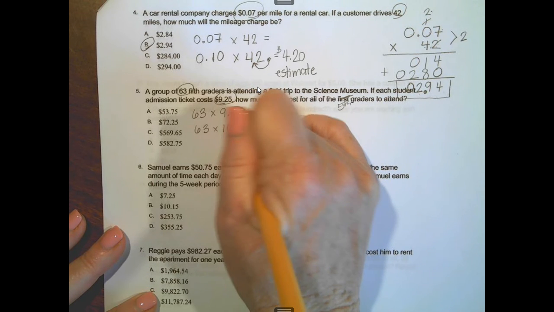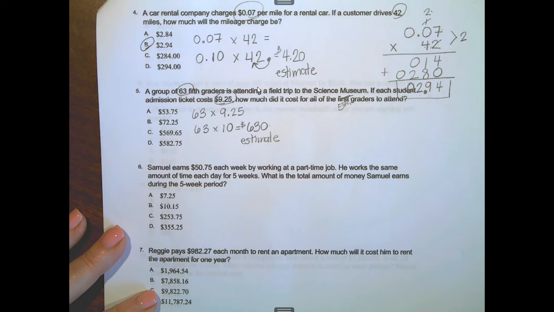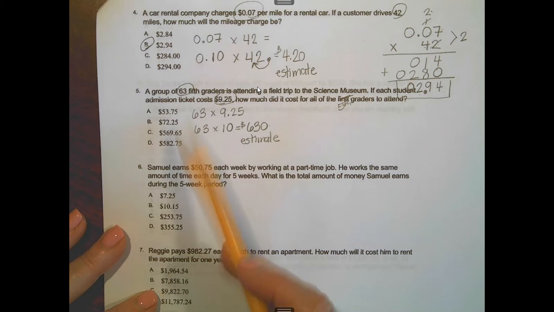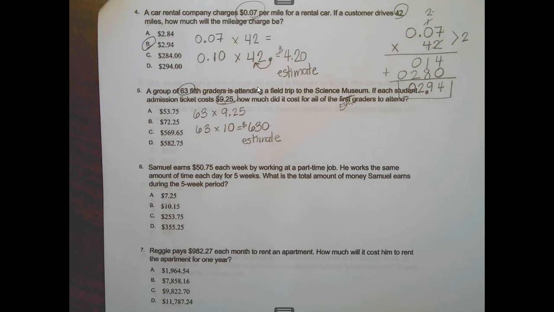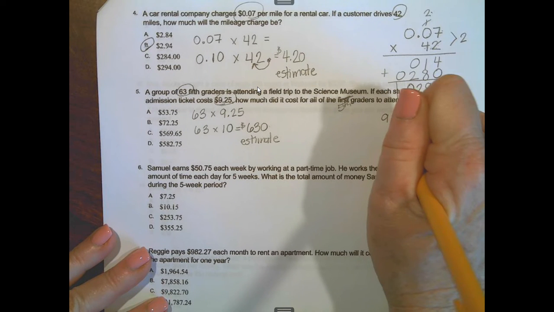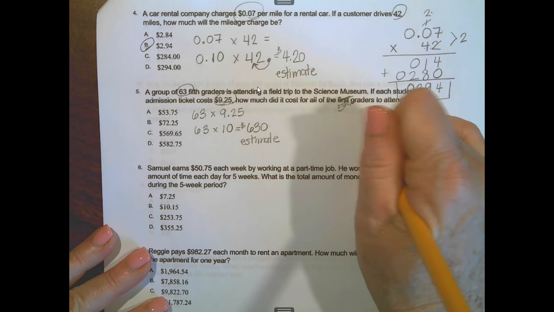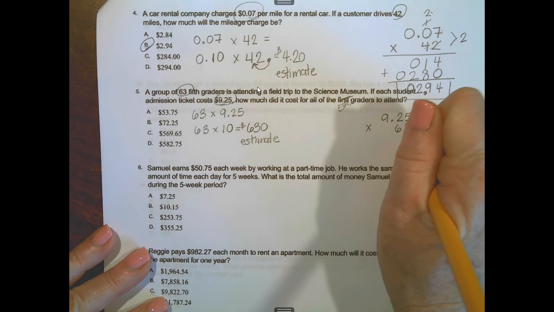$630 as my overestimate. So I can just go ahead and tell you from looking at the answer bank, it definitely couldn't be A or B, could it? That is way off. All right, let's do the multiplication. Our number with the most digits goes on the top. So we have $9.25 times 63.